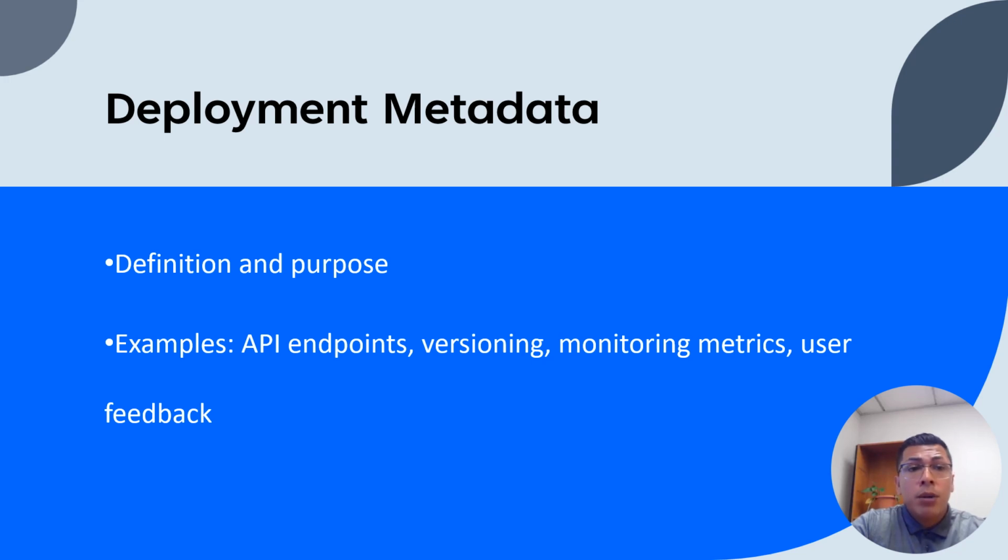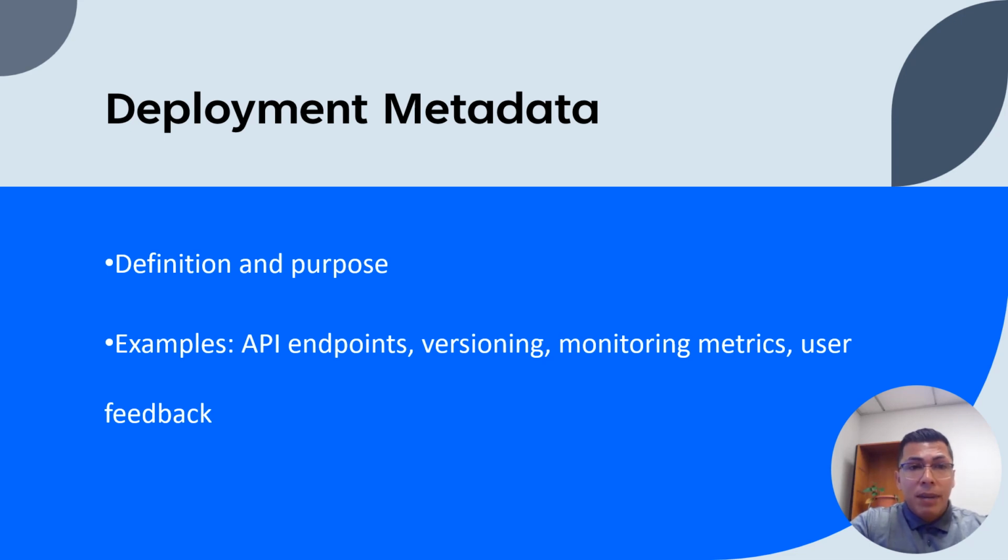There's also monitoring metrics. Information about the metrics used to monitor the performance of the deployed AI model, such as response time, throughput, or error rate. This metadata allows practitioners to identify potential issues, optimize the AI model, and maintain high-quality service levels.